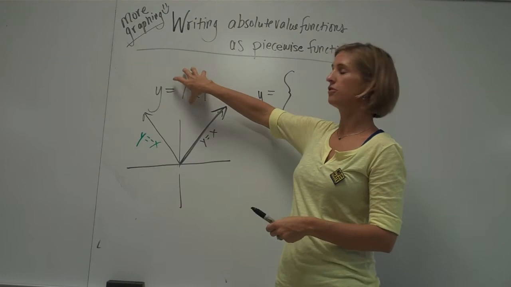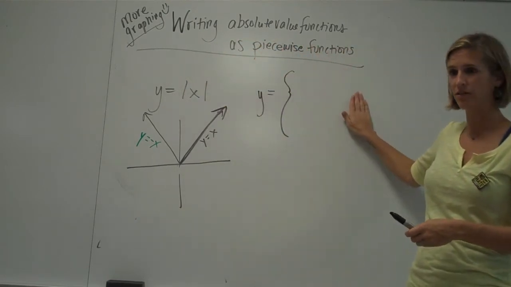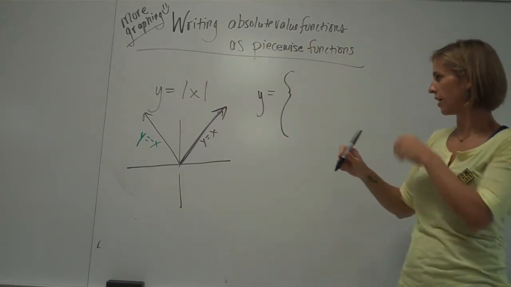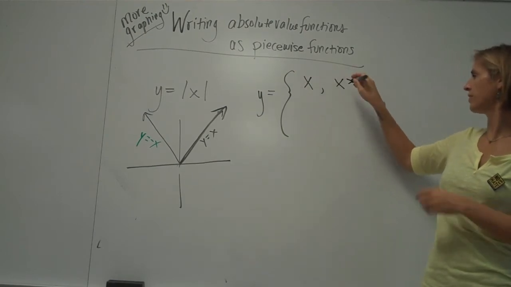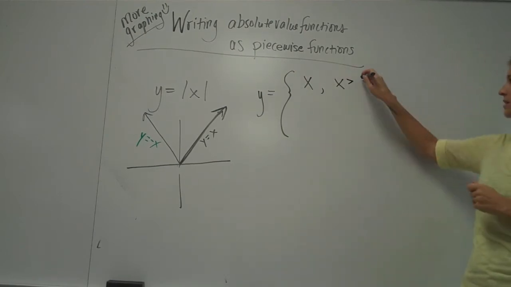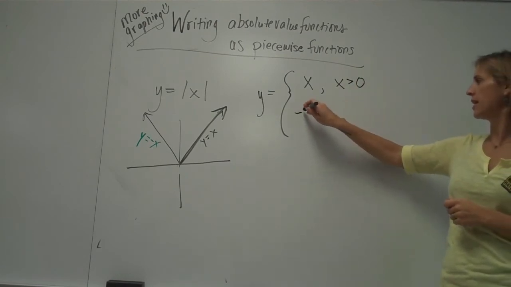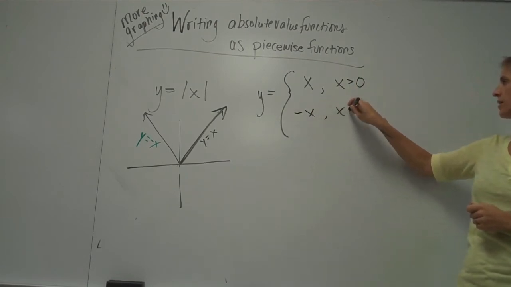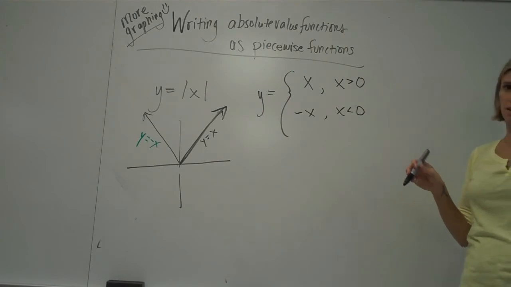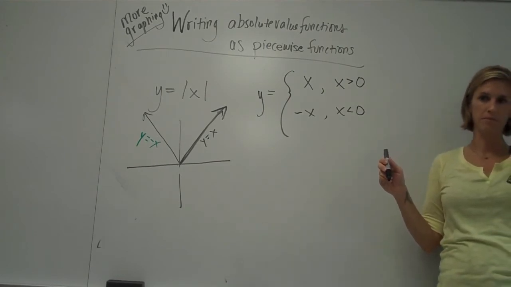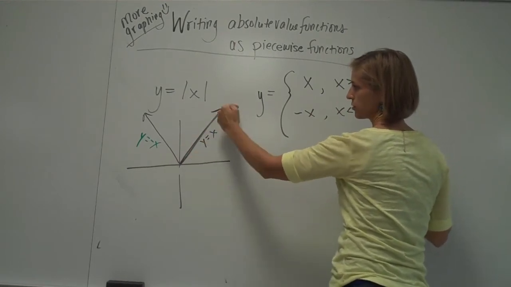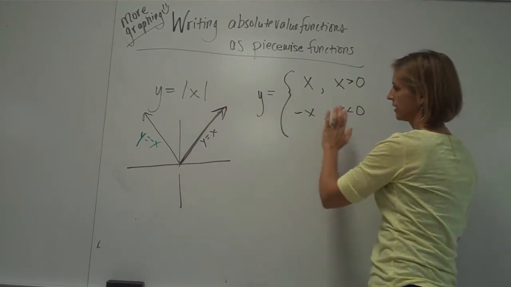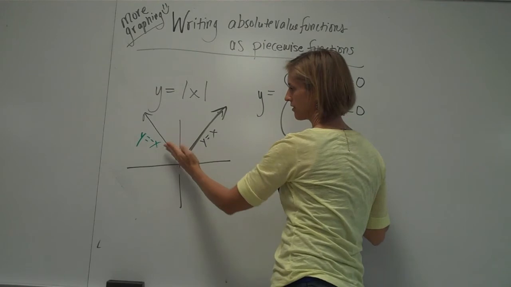So the absolute value function is really a piecewise function. The two parts are, it equals x when x is greater than what? 0. And it equals negative x when x is less than 0. There's one more thing to put there, but hold on. So does that make sense? When x is bigger than 0, my function is y equals x. When x is less than 0, my function is negative x.